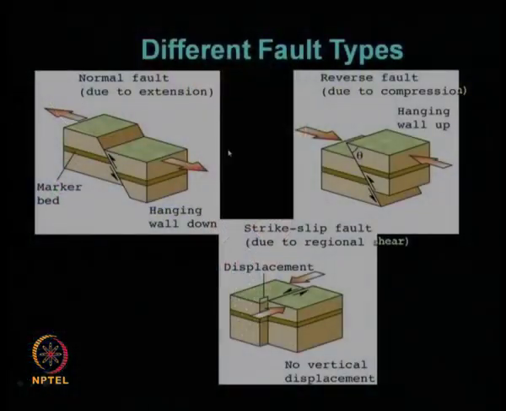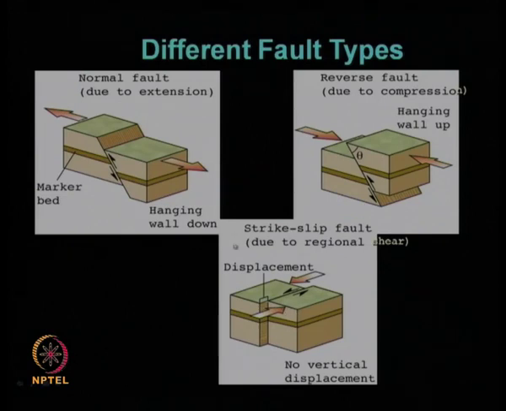Let us quickly have a recap of what we have learned in the previous lecture, like what are the various types of faults we have seen. Mainly there are 3 types of faults. One is called normal fault, where the extensional force or tensile force will be acting between the 2 blocks. Reverse fault, where the compressive force will act between the 2 blocks. And strike slip fault, where shear force will act between the 2 blocks.